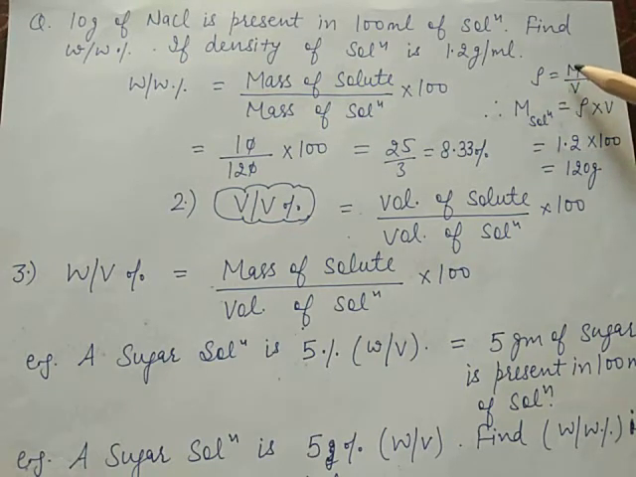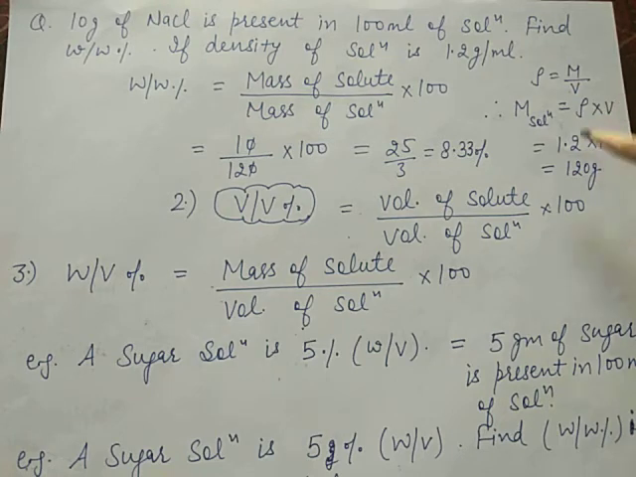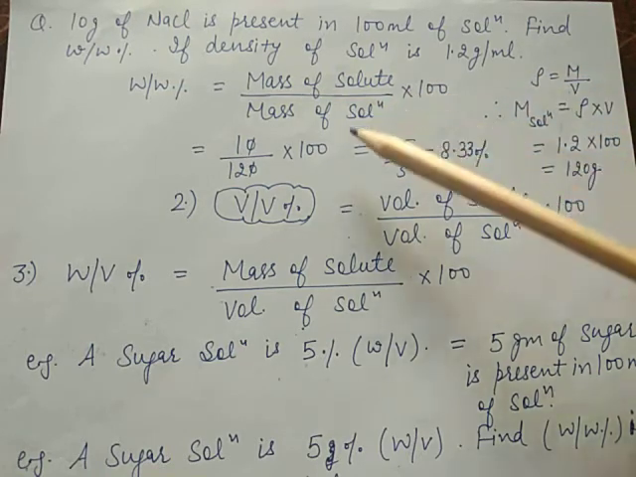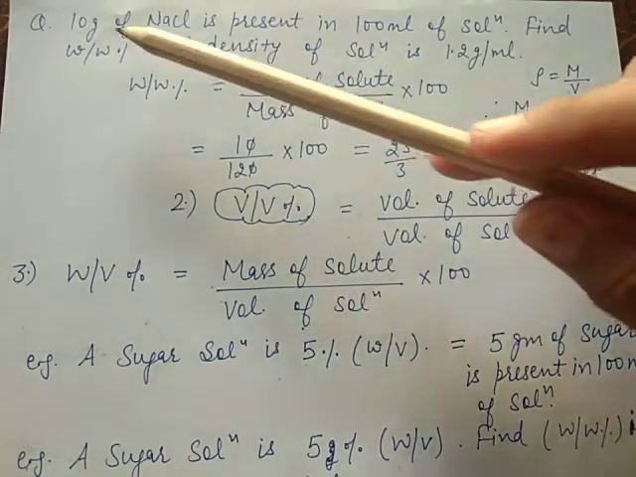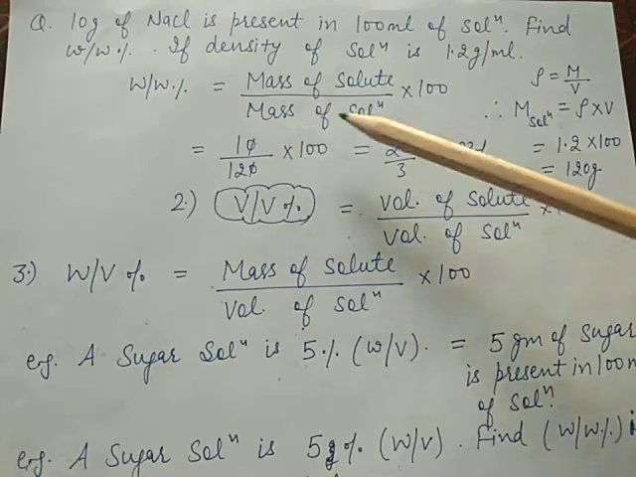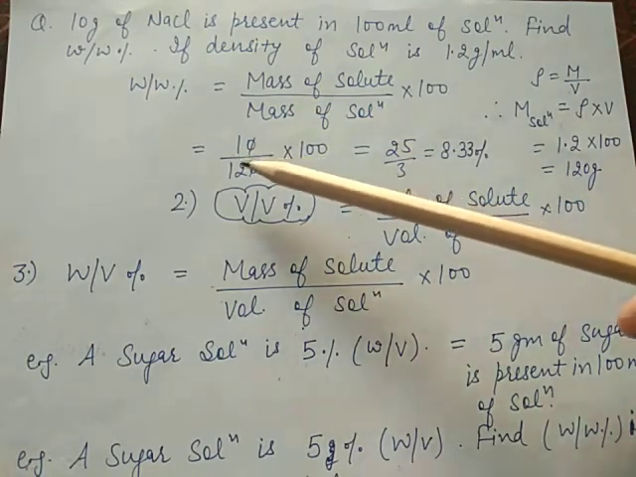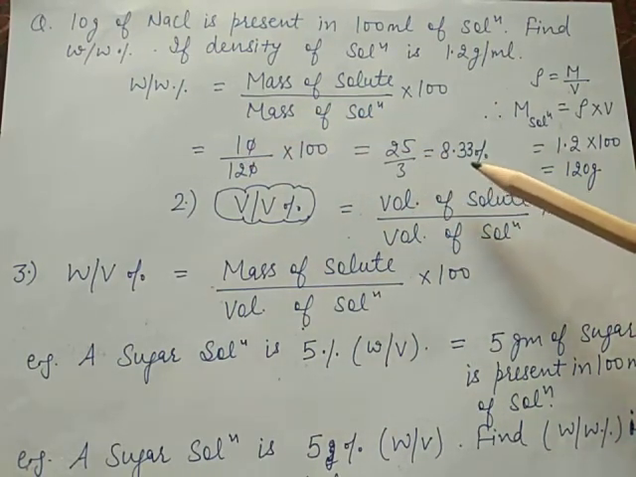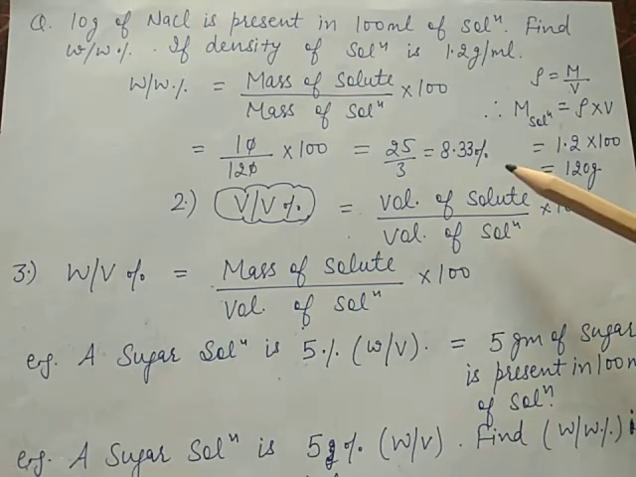Density is equal to mass by volume. Mass is equal to density multiply volume. Density 1.2 multiply volume 100, that is 120 gram. Mass of solute, that is 10 gram, divided by mass of solution, that is 120 gram, multiply 100. Answer is 8.33%.